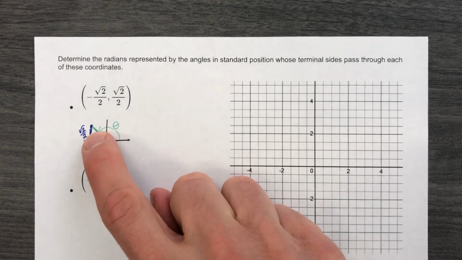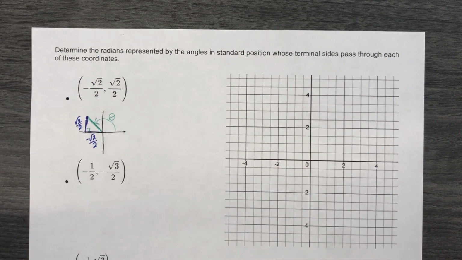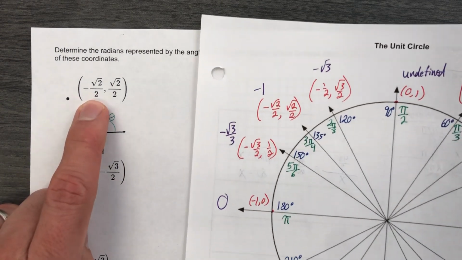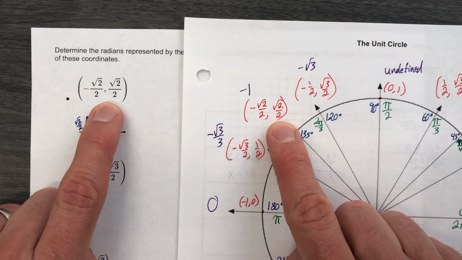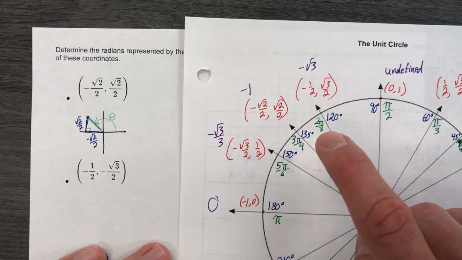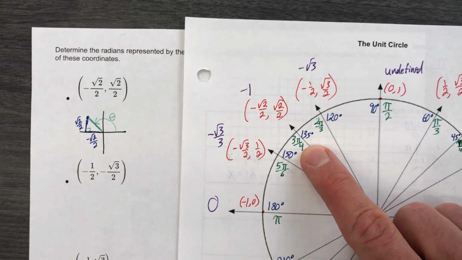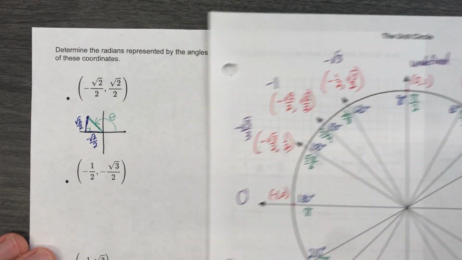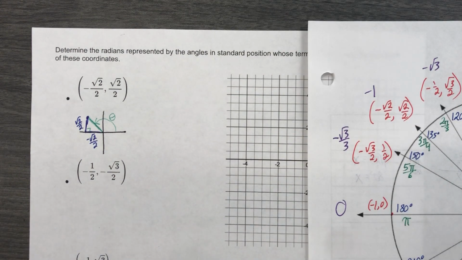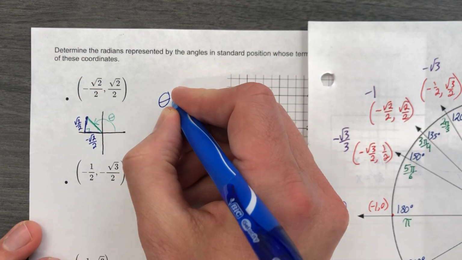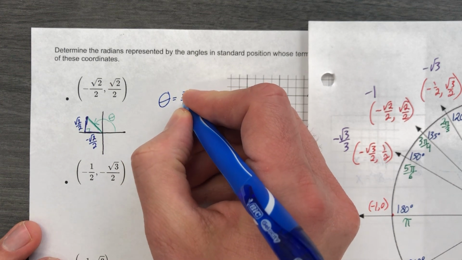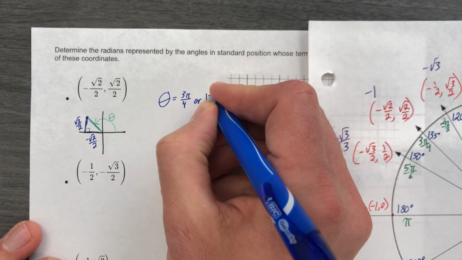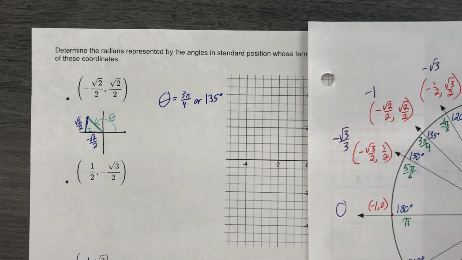I don't know what this angle is yet, but clearly it's in the second quadrant, and I'm looking for a coordinate of negative square root of 2 over 2, comma, square root of 2 over 2. It's on the unit circle, so this would be 3 pi over 4 radians. We could also say it's 135 degrees. Either one is a sufficient answer. So my final answer is that my angle is 3 pi over 4, or 135 degrees if you want to use both. Even though this lesson is specifically about radians, we have both in this case.